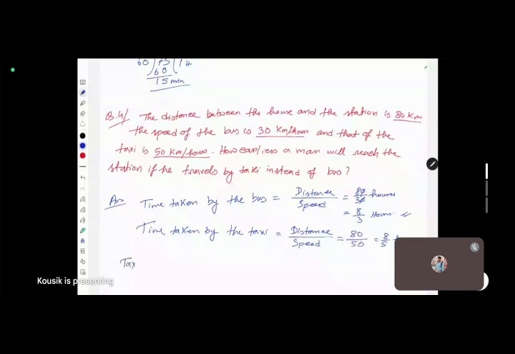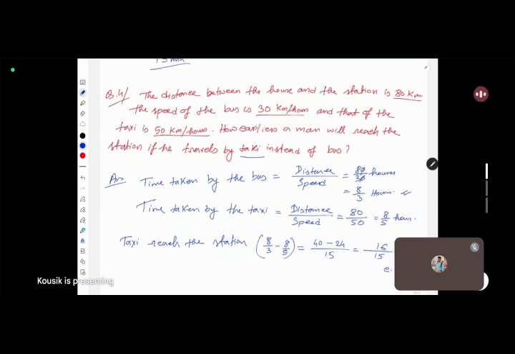So the bus takes more time. How much earlier will a man reach the station if he travels by taxi? 8 by 3 minus 8 by 5 equals 16 by 15 hours earlier.